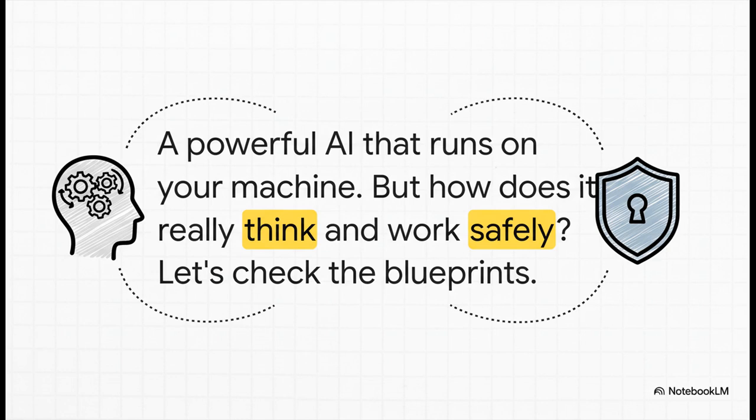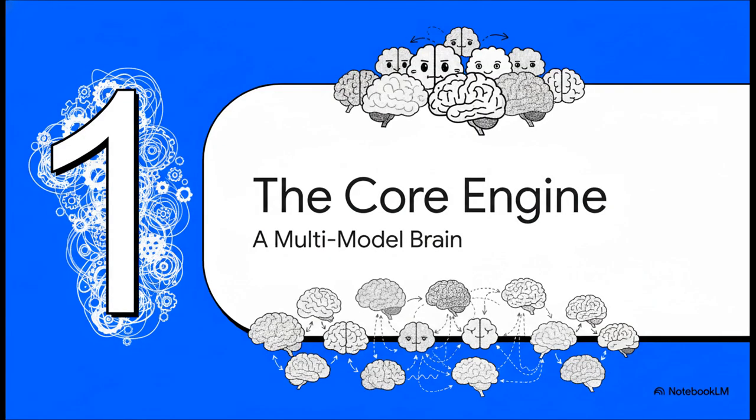Okay, so you have this powerful AI living right on your own computer. That's cool, but it also brings up some pretty big questions, right? Like, how does it actually organize its thoughts? And how does it interact with your files without causing total chaos? To get those answers, we've got to look at its core design. First up, let's talk about the brain of this operation.